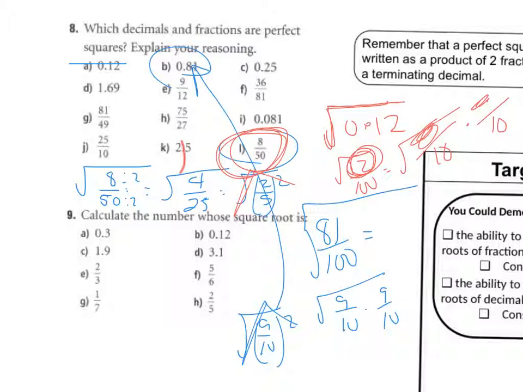Okay, I hope that helped. Number 9, play with it a bit, see what you can come up with, and we'll deal with that more when we deal with numbers that aren't perfect squares.